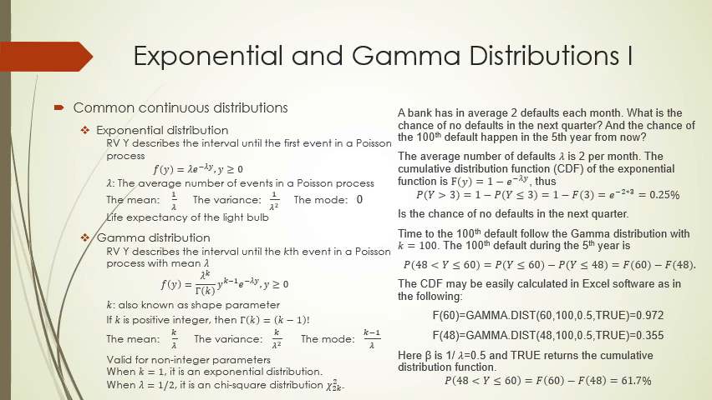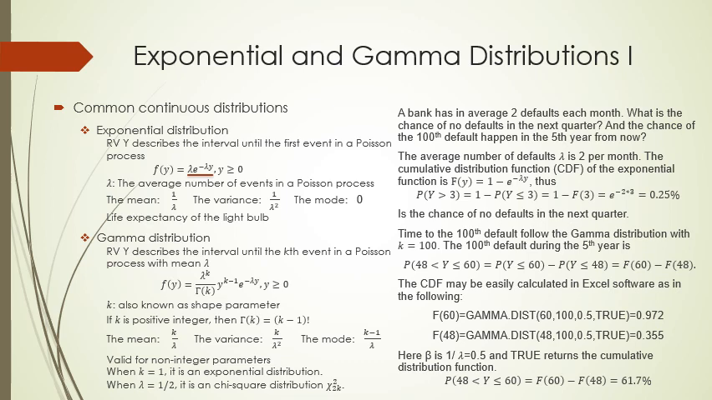When the random variable is the event count in an interval, we have a Poisson distribution since it is discrete. When the random variable is the interval until the first event, then we have an exponential distribution. The probability density function is this, with lambda the average number of events in the interval.